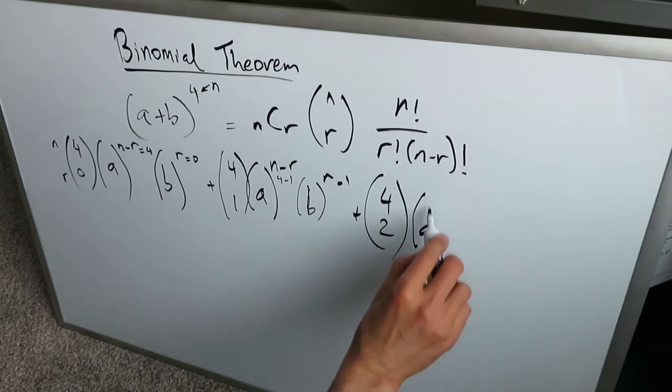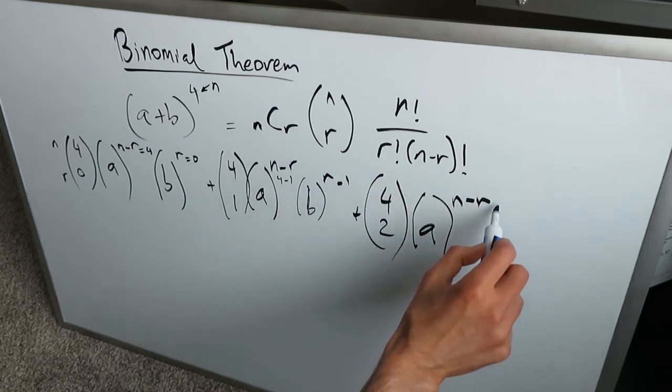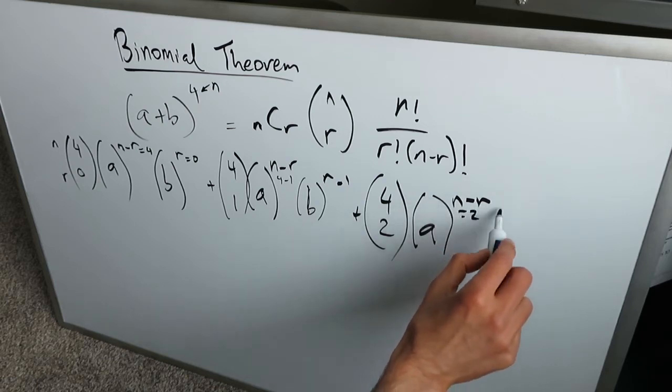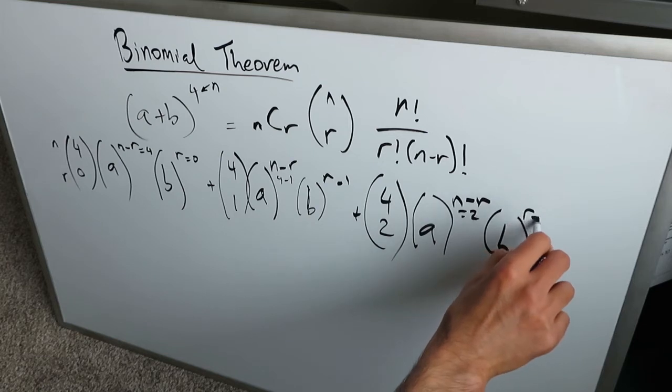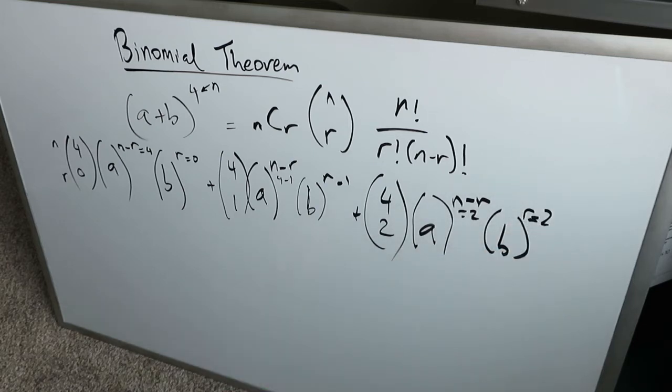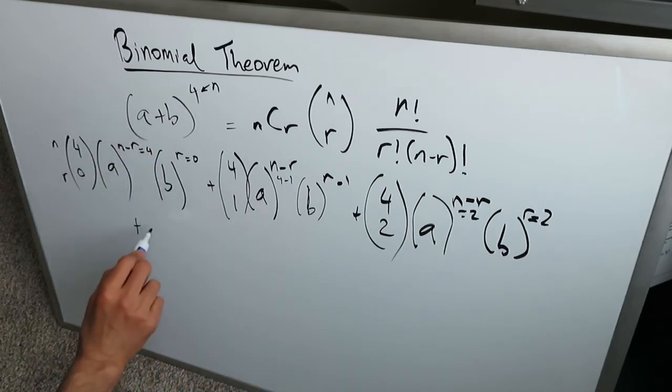Here a will have again n minus r, which will be a 2, and b will have an exponent of r, which here is a 2. Alright, always stay in this way. Let's look at our next term. These are all pluses, everything will be pluses.